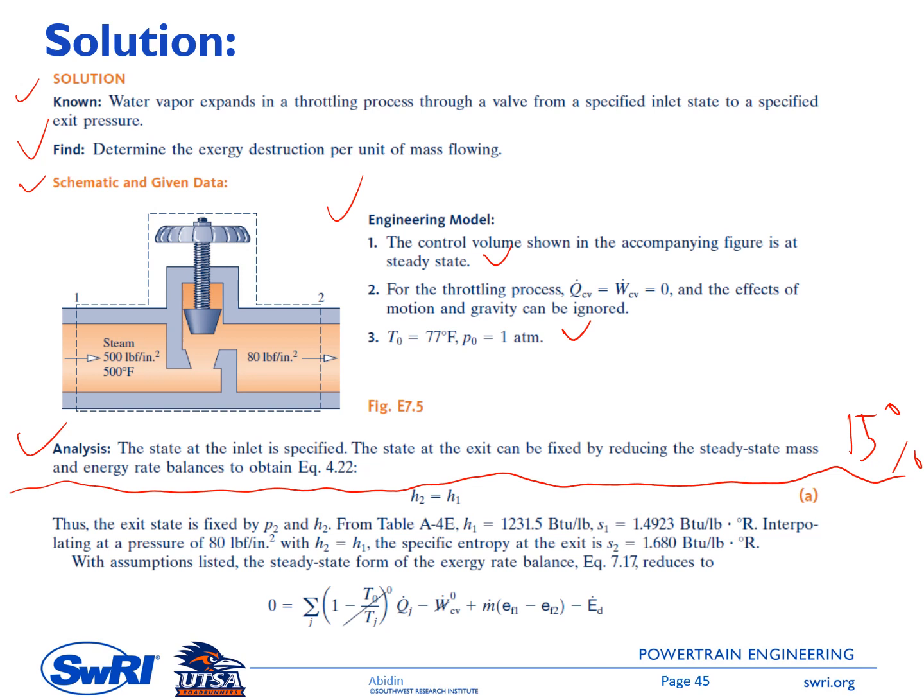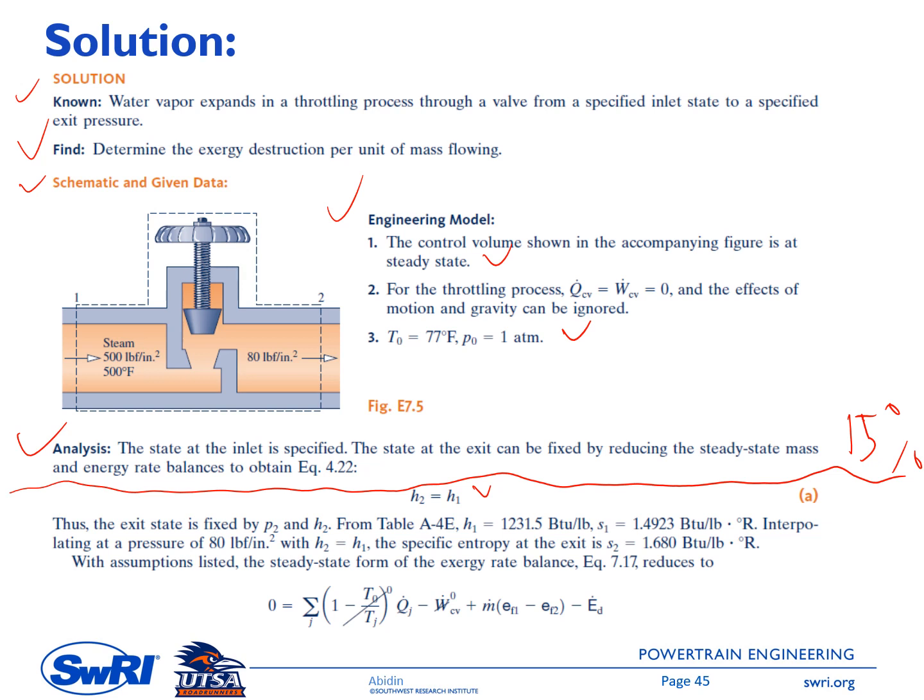Okay, now let's go ahead and look at the analysis. This is a throttle process, as I mentioned to you, so the enthalpy in equals the enthalpy out, which means H2 equals H1. So at the exit, we have the pressure and we can get the enthalpy from state 1. At state 1 we have two given properties, pressure and temperature, and by using the appropriate table you can get H1, and you can also get other parameters like S1 and so on.